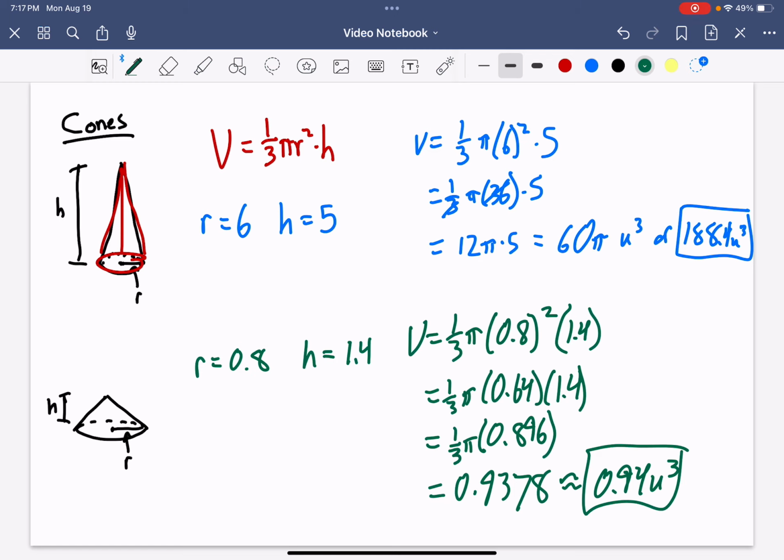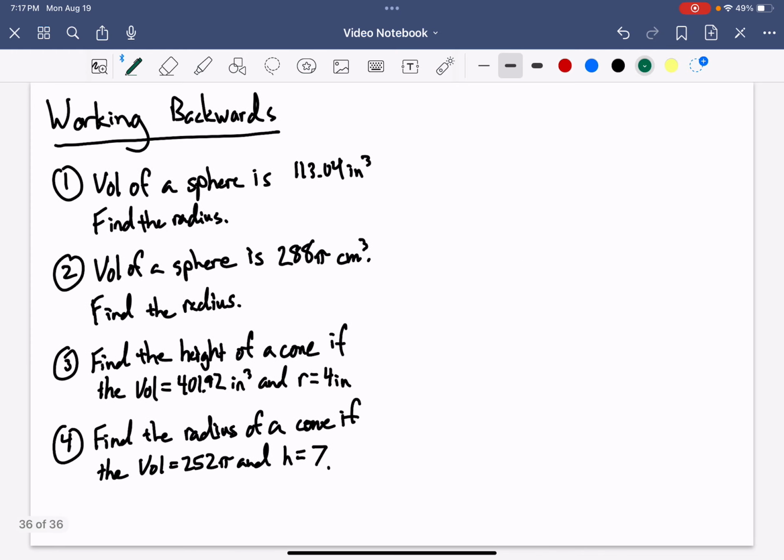So that's it with cones. Now we have to keep in mind the last thing, which is that we may be expected to work backwards. So again, it's handy to keep in mind the volume of a sphere formula, that is 4/3 pi r to the third, and the volume of a cone, which is 1/3 pi r squared times our height. So in number 1 here, the volume of the sphere is 113.04 inches cubed. Find the radius.